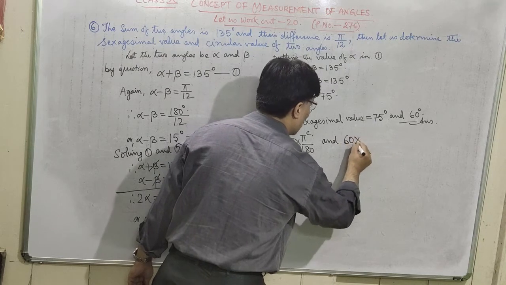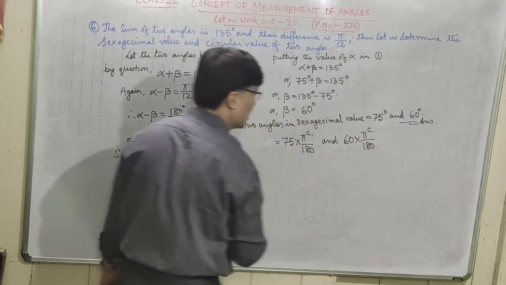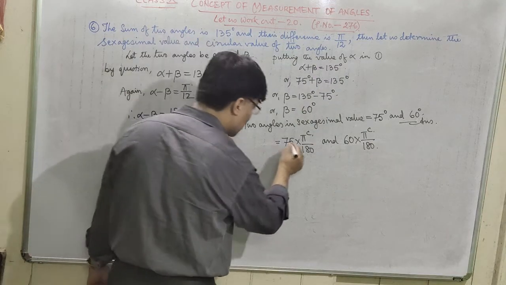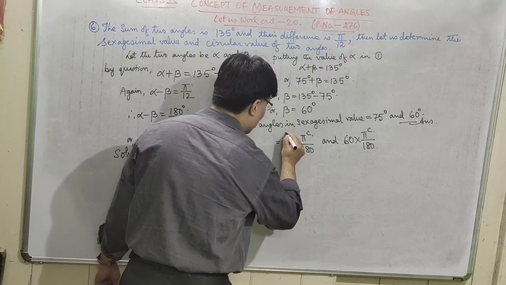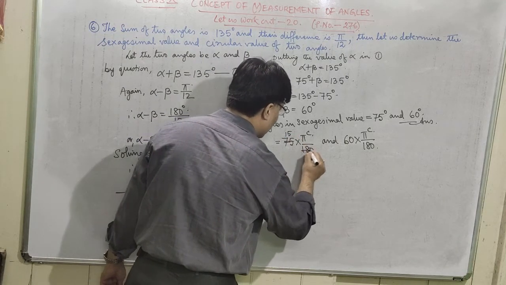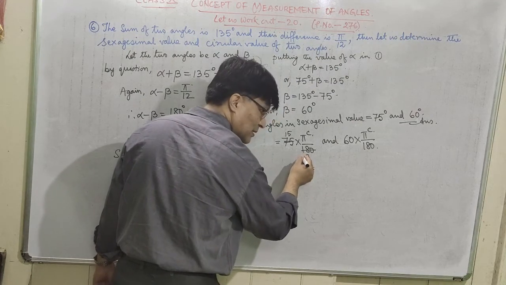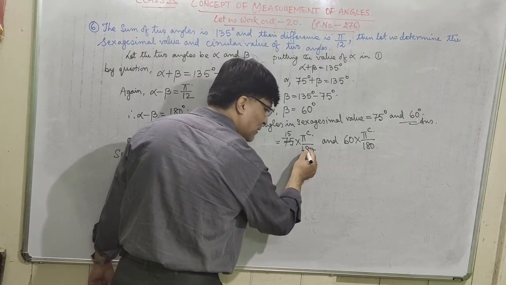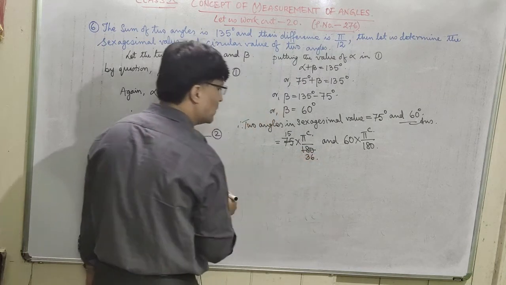60 degree can also be converted into pi radian. That is, it is multiplied by pi by 180. Okay. So here you can cancel it by 5. 5 ones are 5, 5 5s are 25. 5 3s are 15, isn't it? 5 3s are 15. 18 minus 15, 3, 30. 5 6s are 30. Okay.